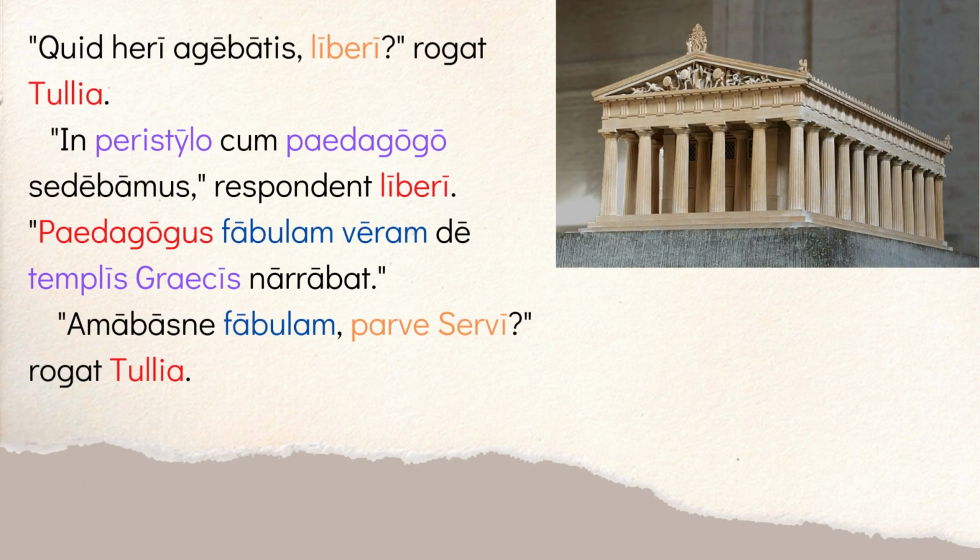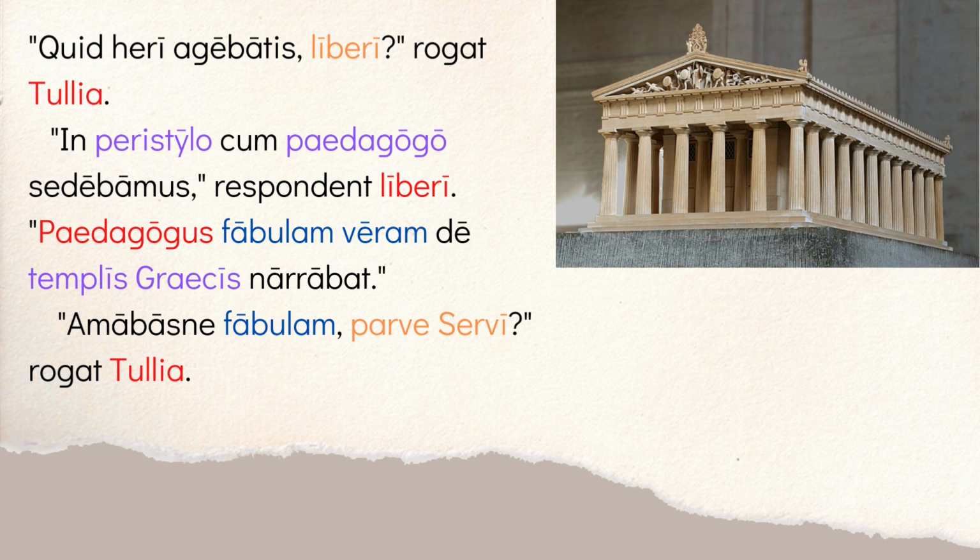You have: Quid heri agebatis, liberi, rogat Tulia. So she's saying, what, right? What were you doing yesterday? So agebatis, it's the verb agere, can mean to lead. It doesn't really mean what were you leading. That's kind of an odd way of putting it. It really is more the idea of what were you doing, right? Or what did you do, you might say. But since it's imperfect tense, you can say what were you doing? And heri just means yesterday, right? Liberi is the vocative. So she's saying, what were you doing yesterday, children? Tulia asks. She's talking to her kids.